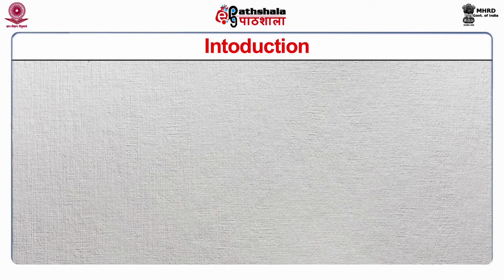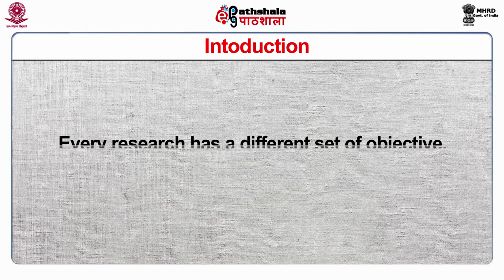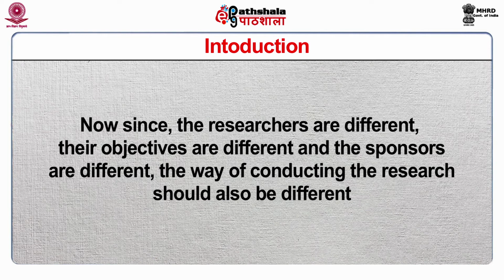At this point of time, it becomes pertinent to understand the various types of research that may be conducted by a researcher. It should always be kept in mind that no two researches are same and thus should not be conducted in the same manner. Every research has a different set of objectives and is being sponsored by a different type of sponsor. Now, since the researchers are different, their objectives are different, and the sponsors are also different, the way of conducting the research should also be different.